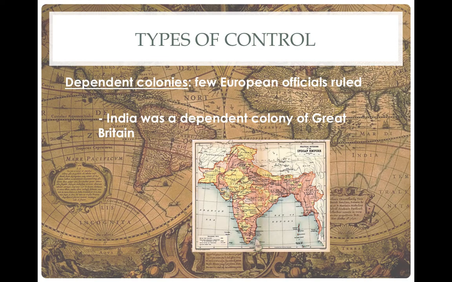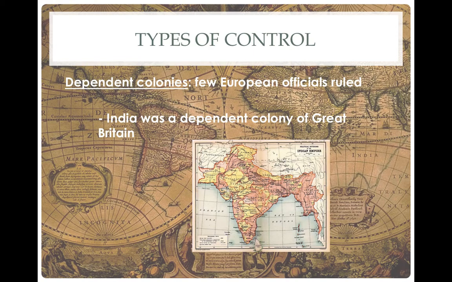Another type of control is a dependent colony. They are not wanting to live there. Basically, they're going to use this country up for its resources. And so what has to happen is they have to send over a few people in charge. And those people are the ones that control everything and make sure what needs to happen is happening.